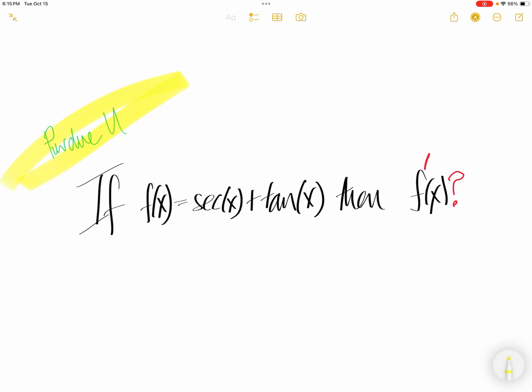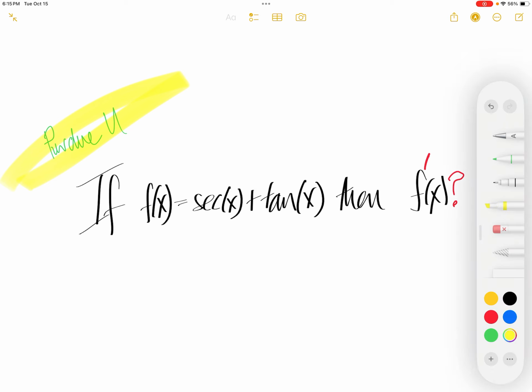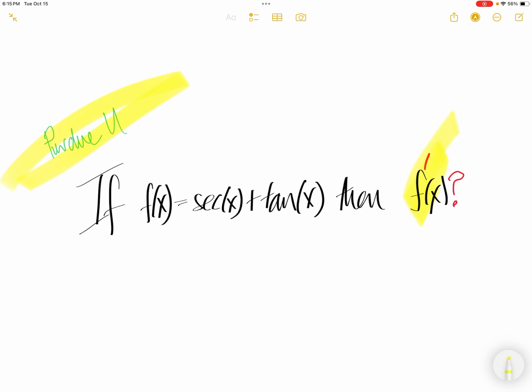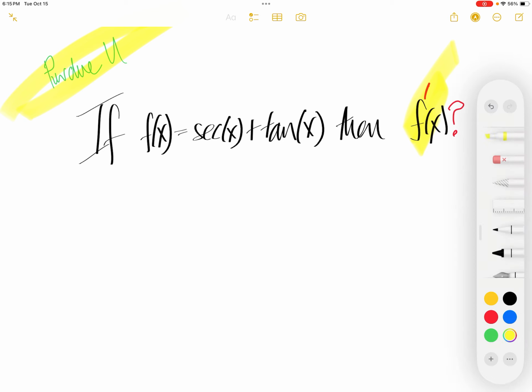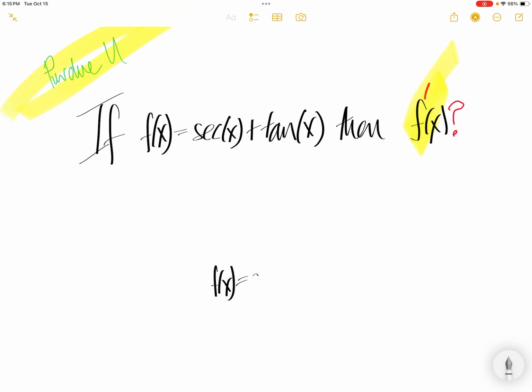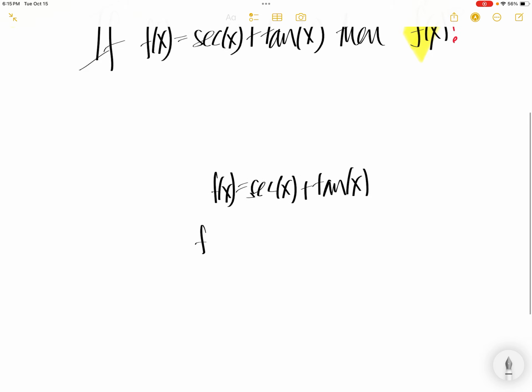If f of x is equal to sec x plus tangent x, then f prime of x is equal to, let's find f prime of x.